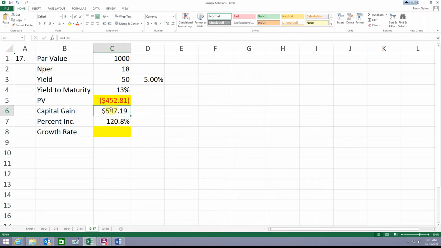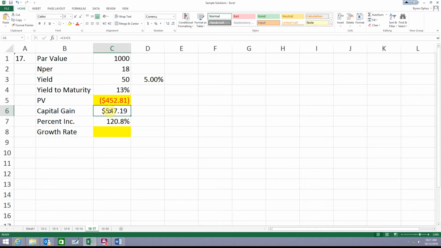Okay, and so I'm going to buy it for $452.81, and let's ignore the payments that I'm getting, because it's not asking about those payments. It's just saying if I'm going to buy it for $452.81, I'm going to sell it for $1,000 in 18 years. I'm going to have a capital gain, it's called. That's simply determined by taking what I'm going to get in the future, and subtracting what I pay for it, and because that's a negative number, I had to use the plus sign. So I make a capital gain of $547.19.